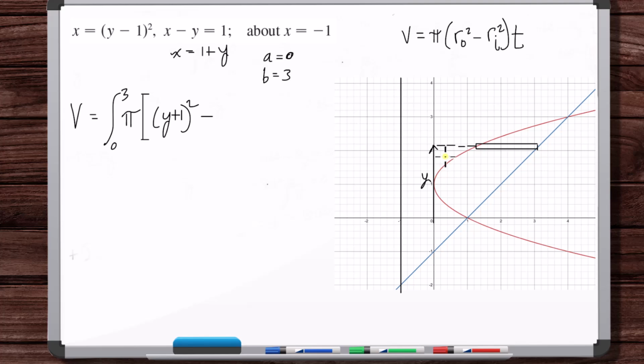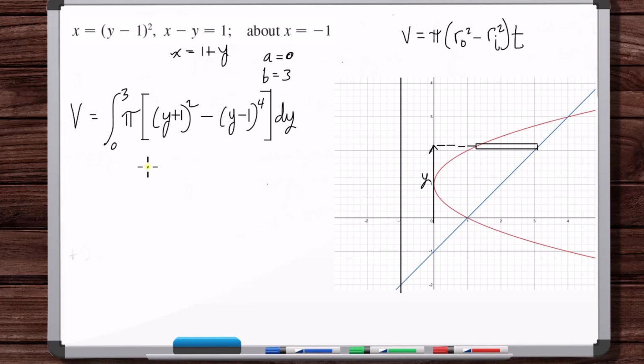Okay. Now, what is the inner radius? You plug in y to get this distance to the red curve. That's y minus 1 squared, but then you square that, so (y minus 1) to the 4th. And then dy. Now, this is kind of unfortunate to have this big of a, I don't want to have to expand this. But this is the right integral. We just need to evaluate this integral.